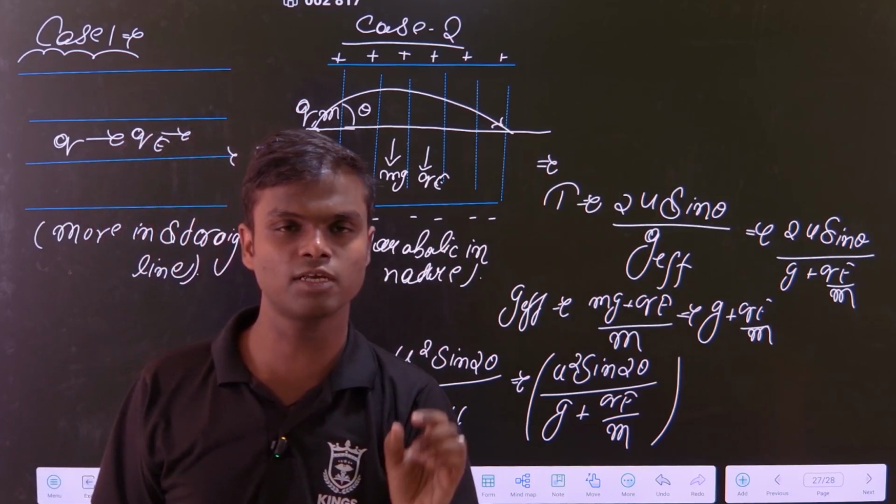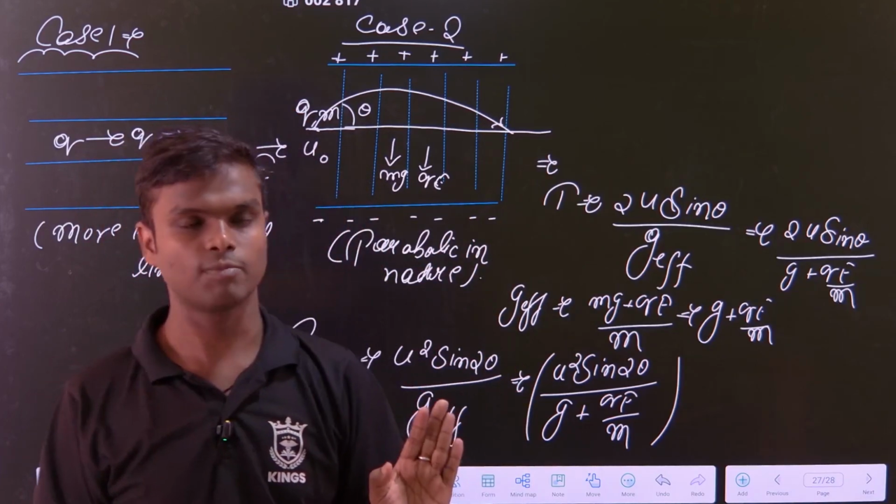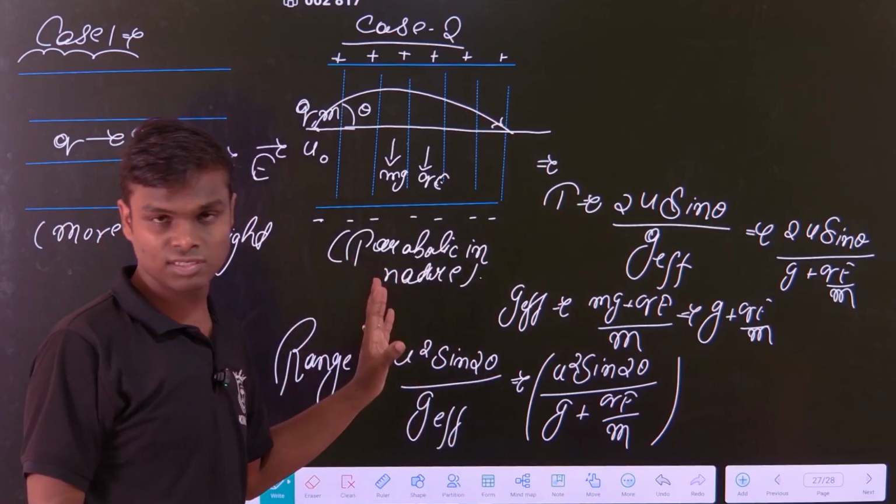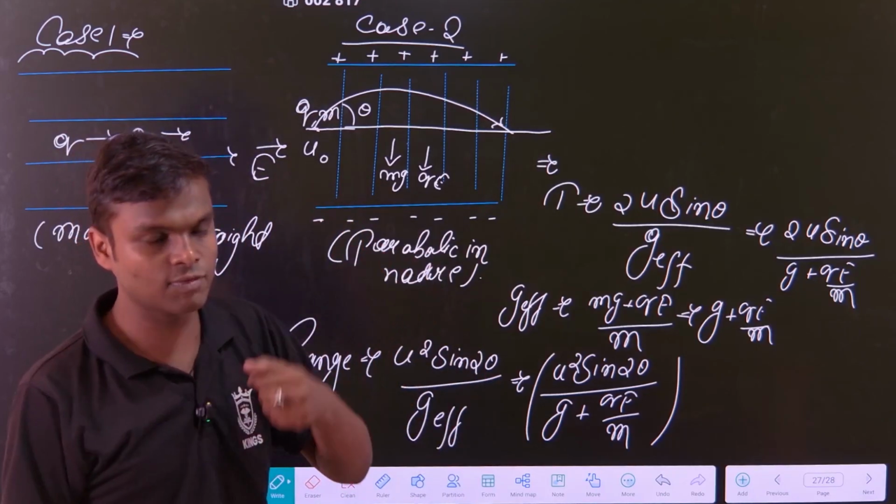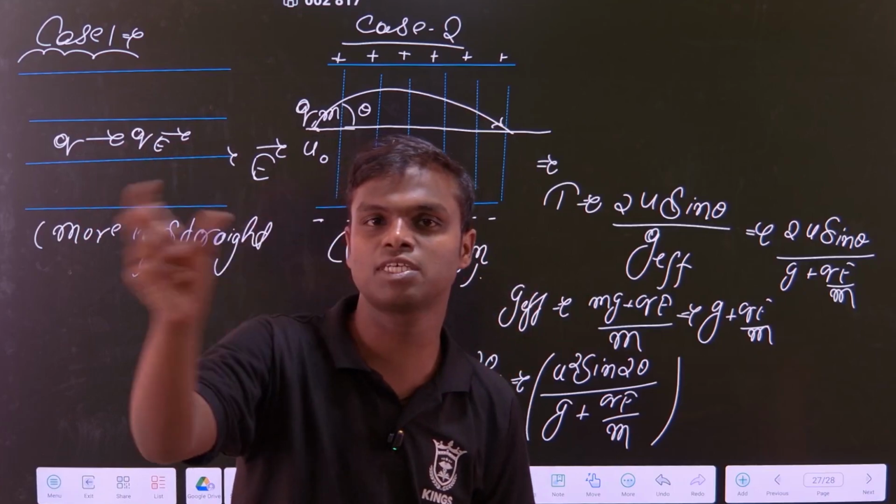You have to simply replace g by g effective. Why are we able to do so? Because it is a constant electric field. That is why we can simply replace g by g effective.